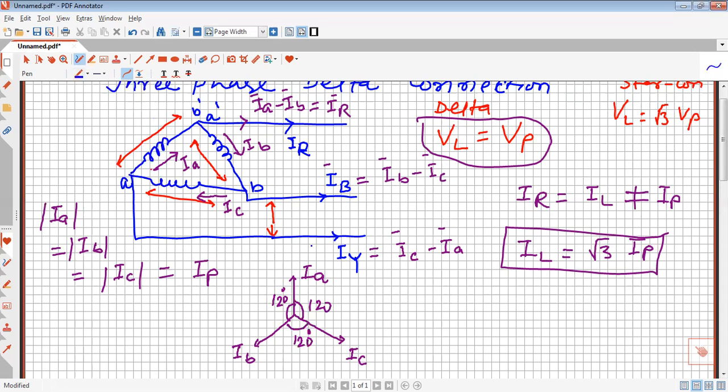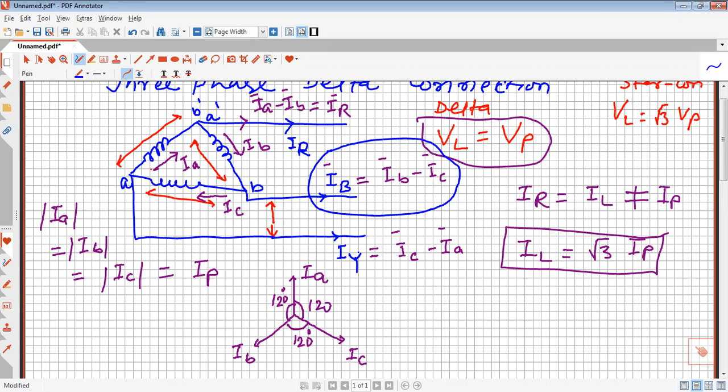How can we derive this relation? Let us see what is happening here. So we have to find the relation between line current and phase current. Suppose I have to find the line current IB. What is IB? If we see from here, the line current of B line is IB minus IC.